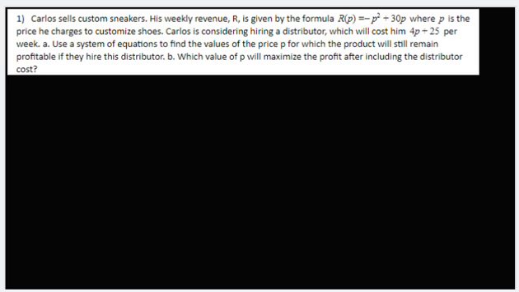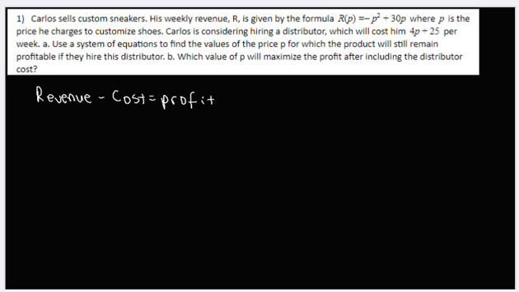So let's go ahead and start off with some basic business here, that revenue minus cost equals profit. So he's going to make a certain amount of money, but then he's got to spend money, or his cost. And then once you subtract that cost, that will be his profit. All right, so we're going to use system of equations to find values for the price P.